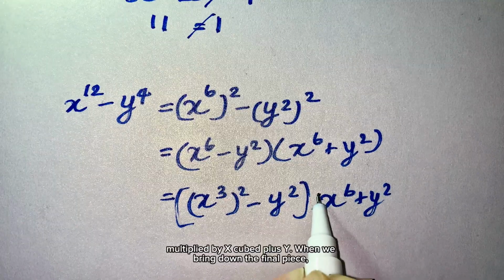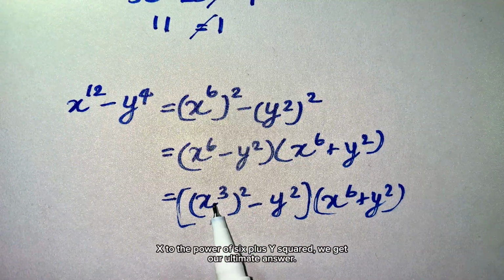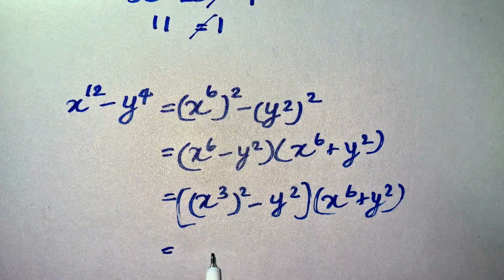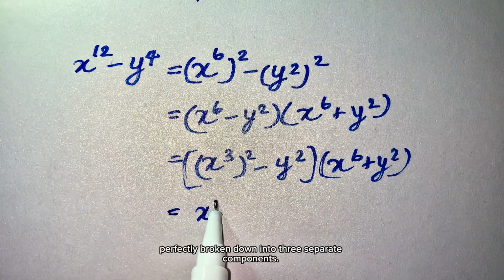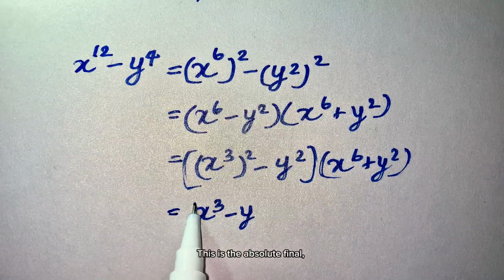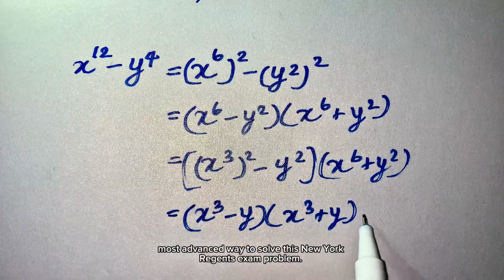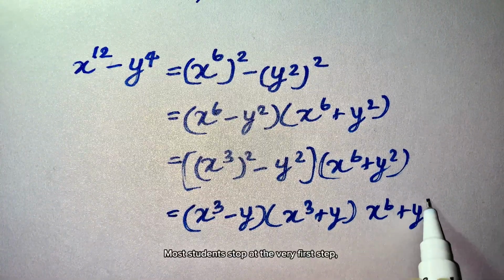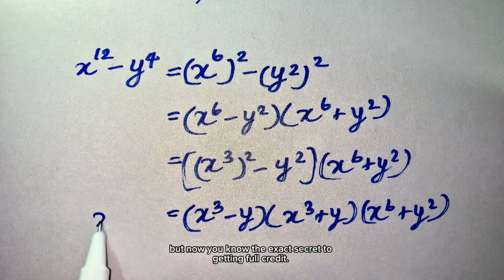When we bring down the final piece, x to the power of 6 plus y squared, we get our ultimate answer. The entire initial expression is now perfectly broken down into three separate components. This is the absolute final, most advanced way to solve this New York Regents exam problem. Most students stop at the very first step, but now you know the exact secret to getting full credit.